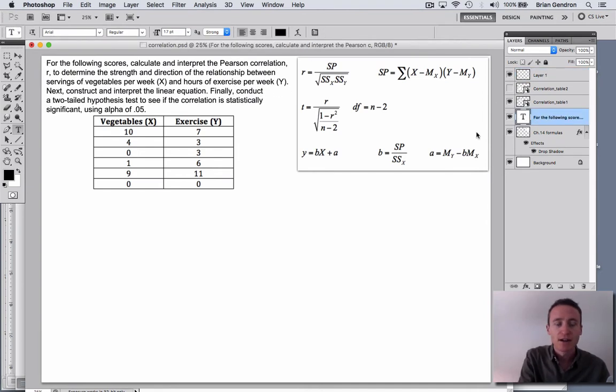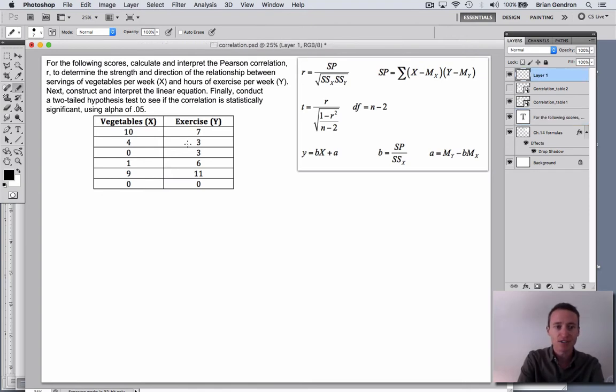Okay, so let's talk about what we're doing here. First and foremost, we have two variables: vegetable consumption per week, so like how many servings per week, and exercise. And in this study, we have 6 people. There's n equals 6 individuals in our study. And so I'm going to put that here. And how did I get that?